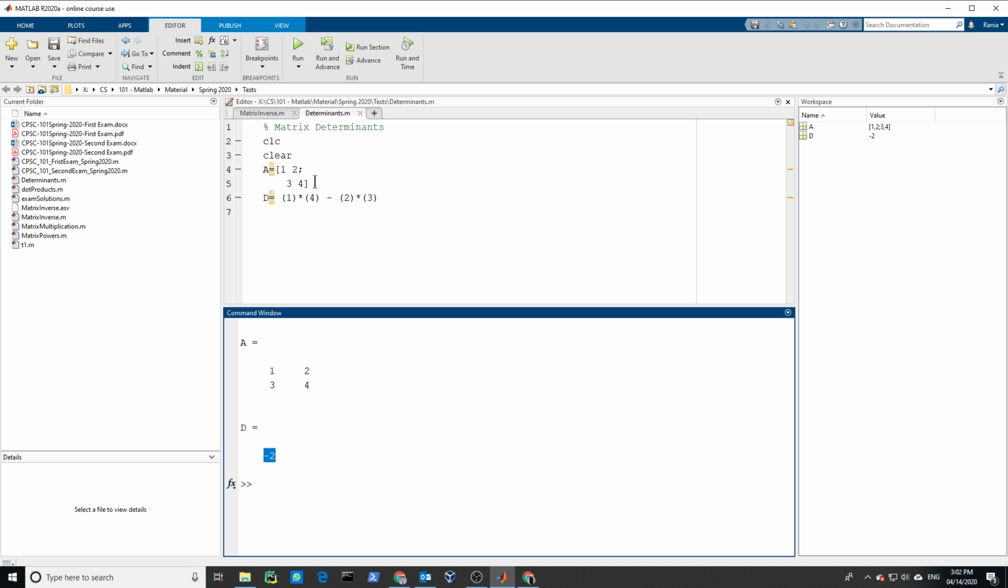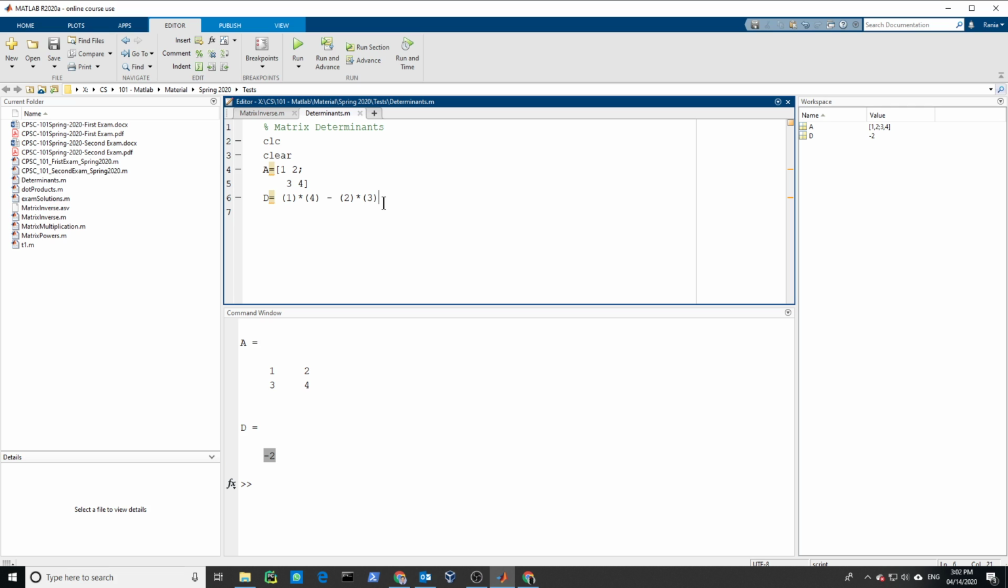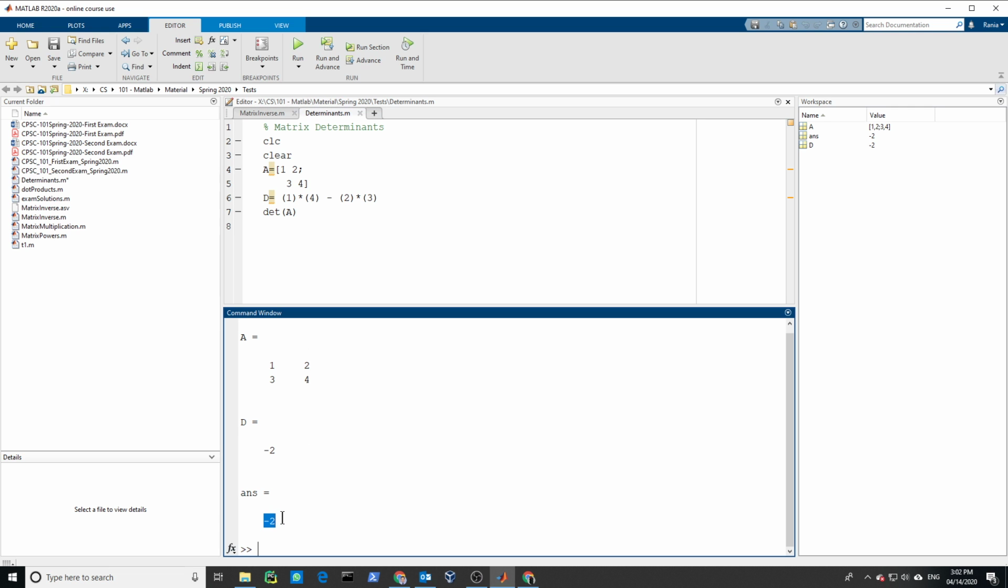Of course, if you have a small matrix like 2 by 2 or 3 by 3, it will be easy to calculate it, but you don't have to bother because you have a function given to you called det of A, which calculates the determinant, and when you run it in here, it gave you minus 2.